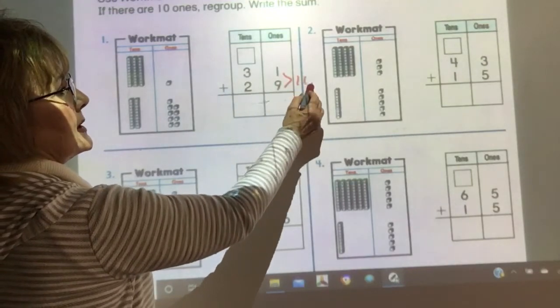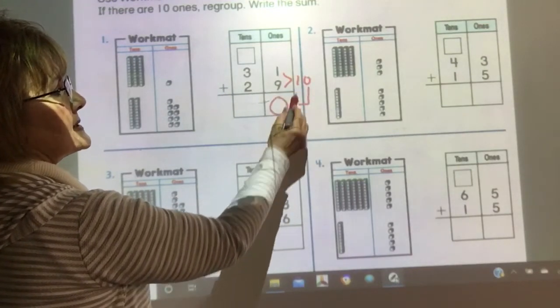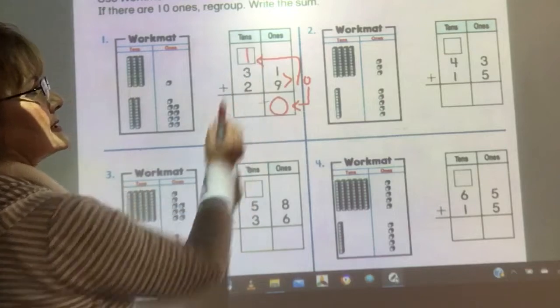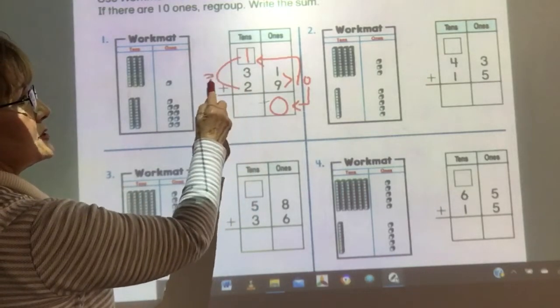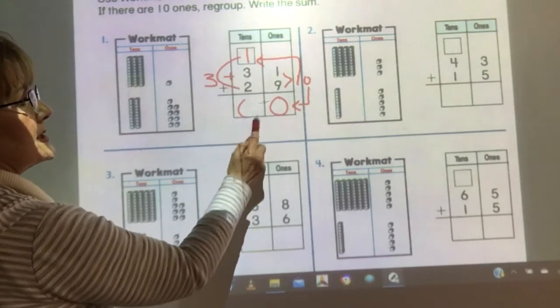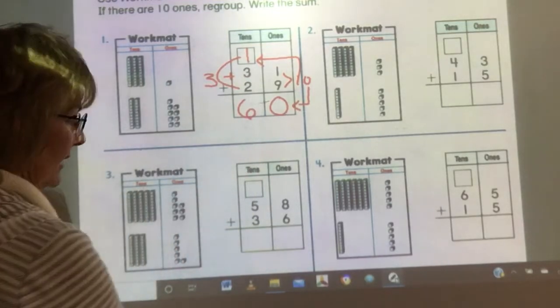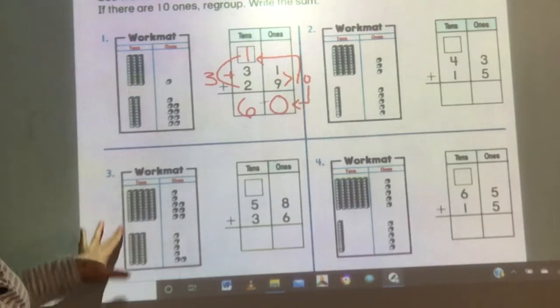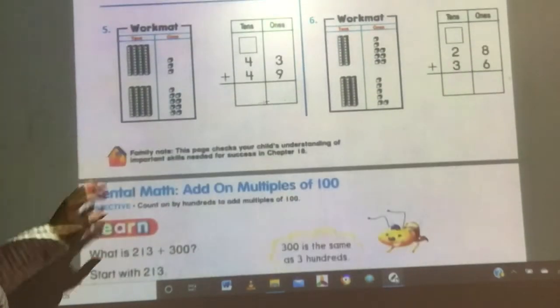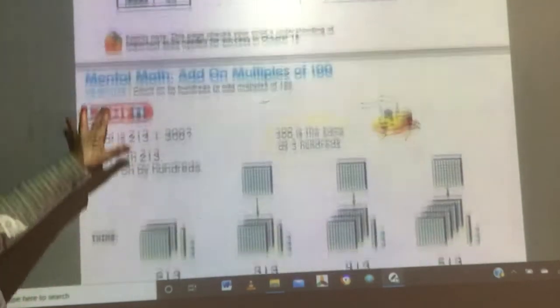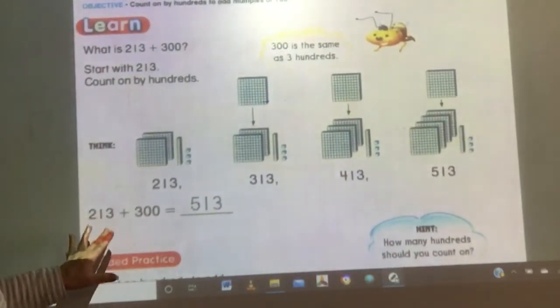9 plus 1 being 10. The 1s go there. The 10s go there. If you see 1 plus 2 is 3, 3 plus 3 is 6, whatever your brain wants to do to add those together, go with it. So you're going to be doing that page on your own. And then we're going to go right on into mental math.